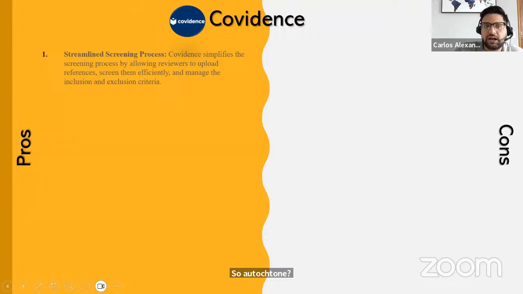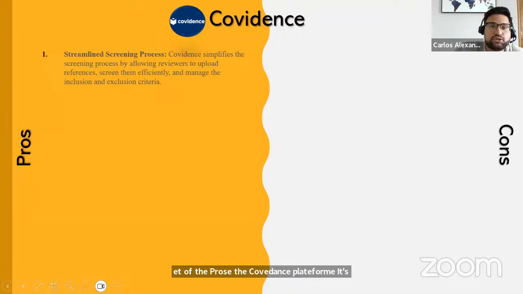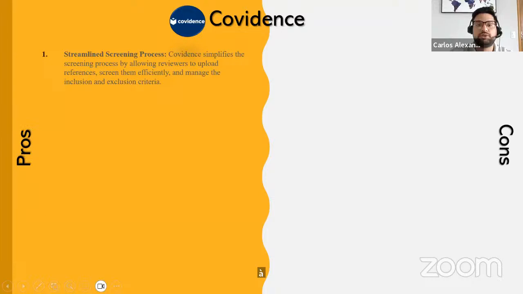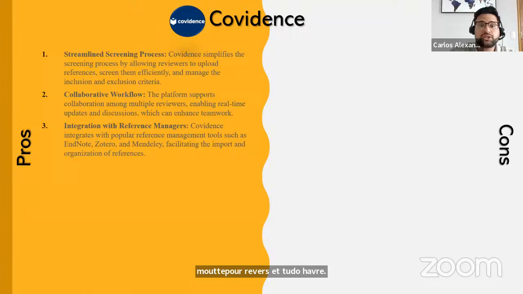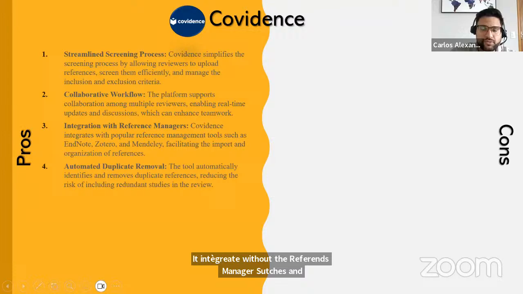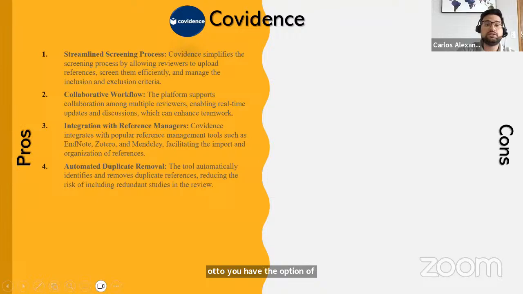A few of the pros: the Covidence platform simplifies the screening process, allowing us to update the references and to do the screening based on inclusion and exclusion criteria, which is very important. Also, it allows us to include multiple reviewers and to do everything in real time. Covidence allows you to have great teamwork. It integrates with other reference managers such as EndNote, Zotero, and Mendeley. And you have the option of automating the duplicate removal, which is very important.